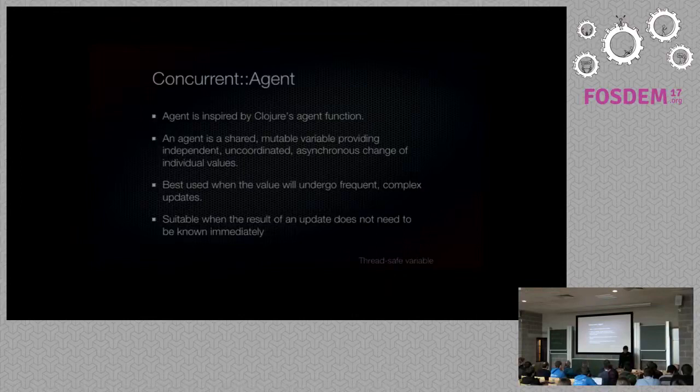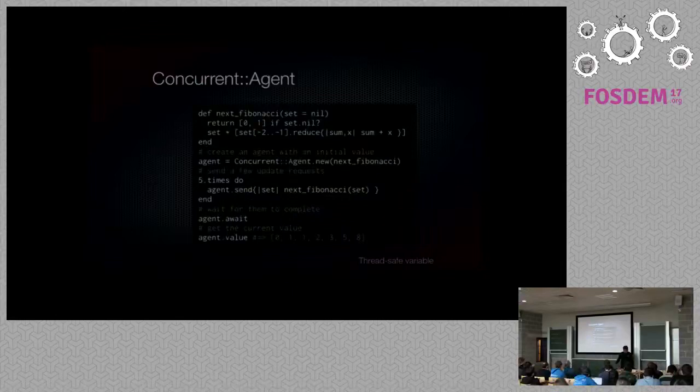So basically agent is inspired from Clojure. It's a variable where we can do operations on it, and it's thread safe, and it's also asynchronous. So we have one function called next Fibonacci, and then we created an agent variable, then we call the agent variable 5 times, which gets updated, and after when we call await we get the value. It's asynchronous, but with await we get the result computed, and with value we get value out.